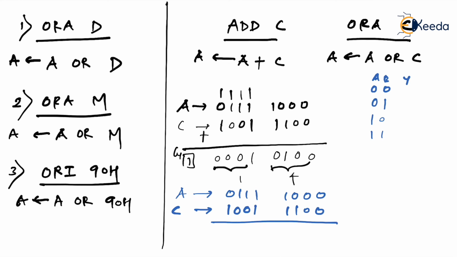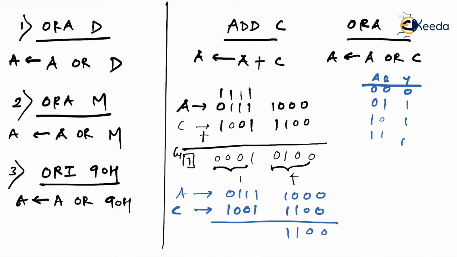Tell me, 0 plus 0 in an OR gate, it is 0. 0 plus 1, 1. 1 plus 0, 1. 1 plus 1, 1. So this is how it works in an OR gate. Now let's see, 0 plus 0, 0. 0 plus 0, 0. 0 plus 1, 1. 1 plus 1, 1. Remember, there is no carry.